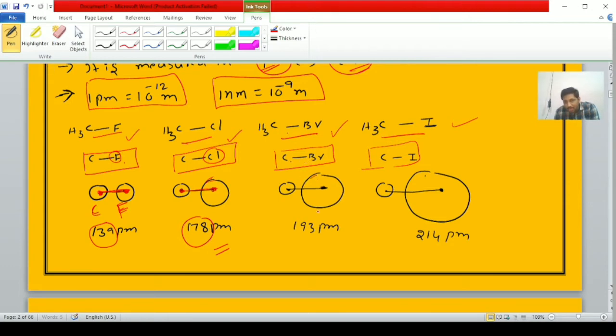Next, student, bromomethane, the carbon-bromine bond. The size of bromine is more than that of chlorine as well as fluorine. Hence, the distance between nuclei of carbon and bromine atoms increases. Hence, the bond length will be 193 picometers. In the case of methyl iodide, the carbon-iodine bond is present.